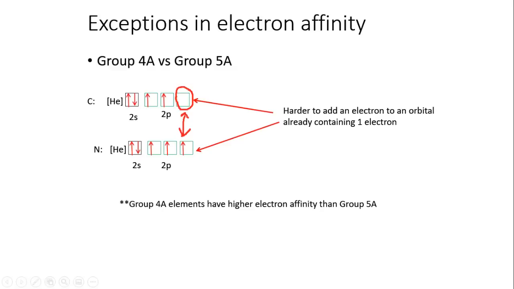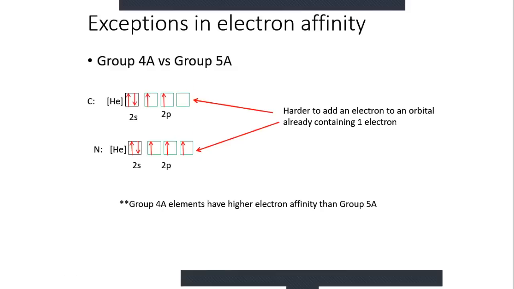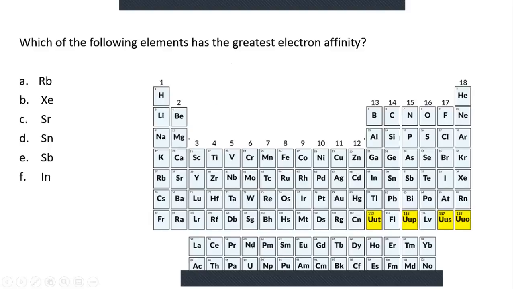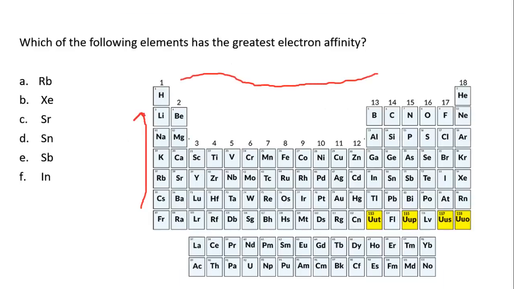Now let's look at some examples. So again, these exceptions are important for you to know. Here we want to know which of the following elements has the greatest electron affinity. So again, it increases as we go up a group and increases from left to right. And what we know is that group 2 and group 18 have no electron affinity. So if we see any of those, we can cross them out.